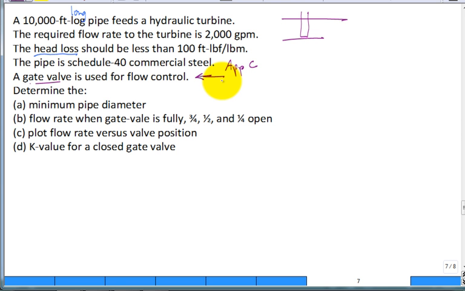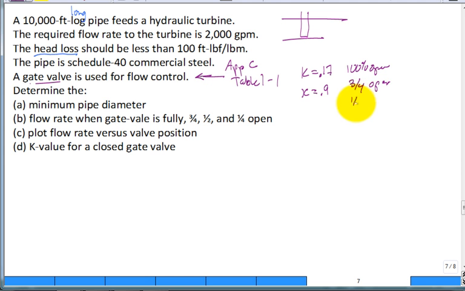Or if you look in Table 1-1, you can find the gate valve fully open has a loss coefficient of 0.17. So this is 100% open. When it's 3/4 open, well, the loss coefficient, what do you think? Is it going to change? What's it going to do? Go up? It goes up, and so it goes to 0.9.